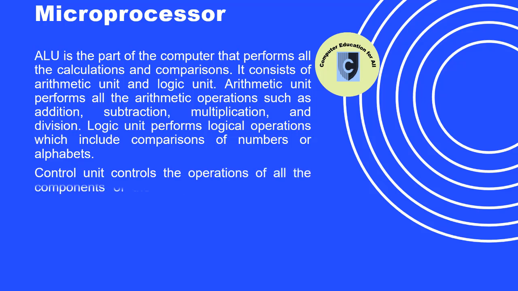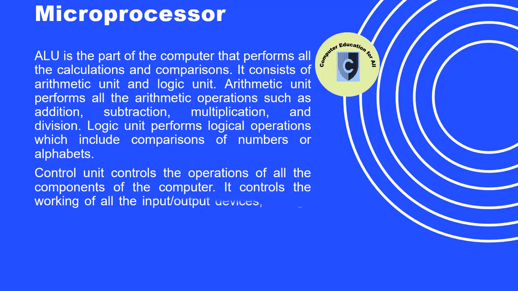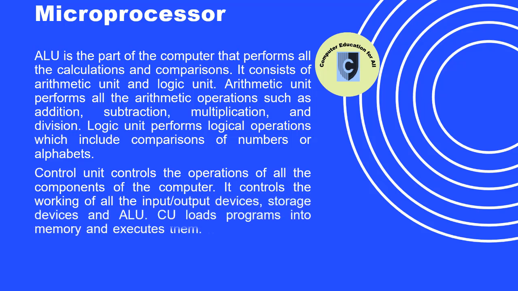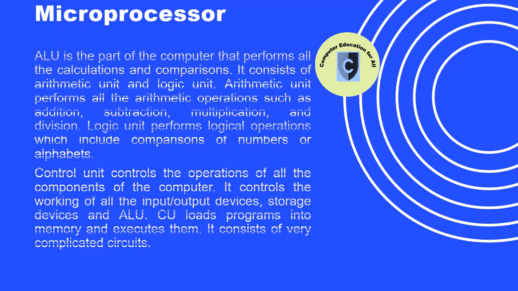The control unit controls the operations of all the components of the computer. It controls the working of all the input-output devices, storage devices, and ALU. CU loads programs into memory and executes them. It consists of very complicated circuits.